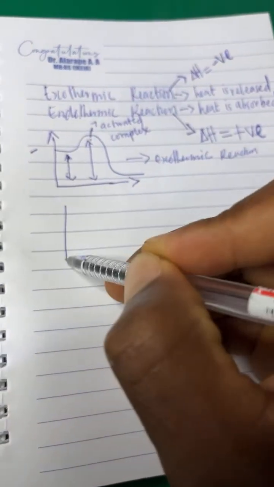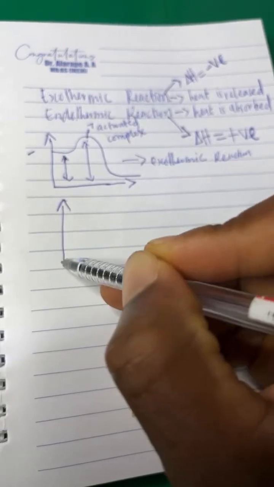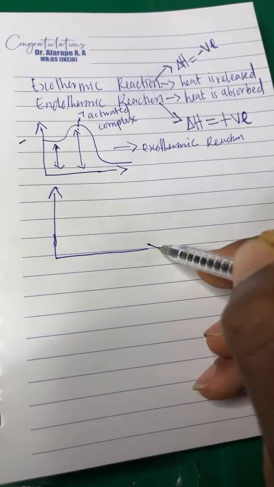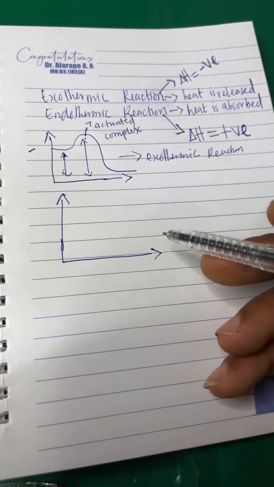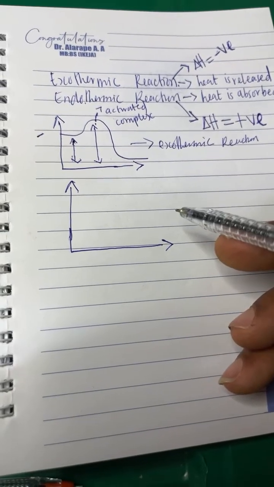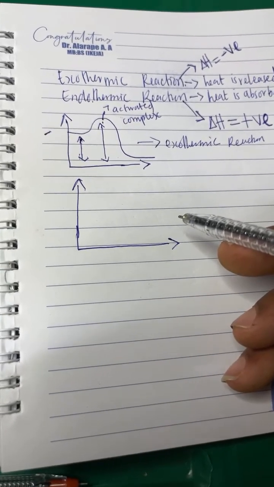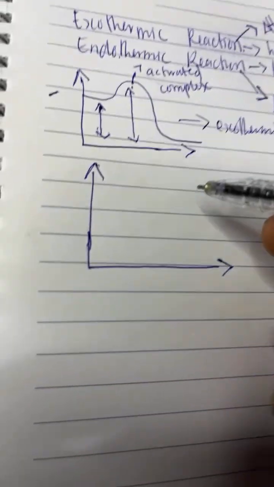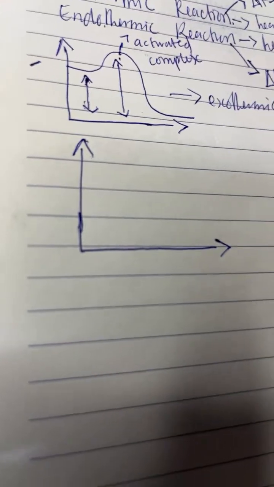For an endothermic reaction, you see, I'm already teaching you energetics small small. Even me too, you people should know that there is church tomorrow. I want to go to church, and my pastor already called me. He said I should not come late. You understand? Right?